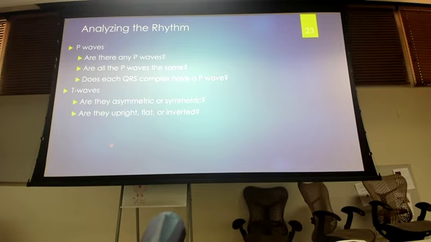T waves should be asymmetric. But do they look symmetric? Do they look flat or inverted? Or are they upright? Normally, T waves are upright and asymmetric.